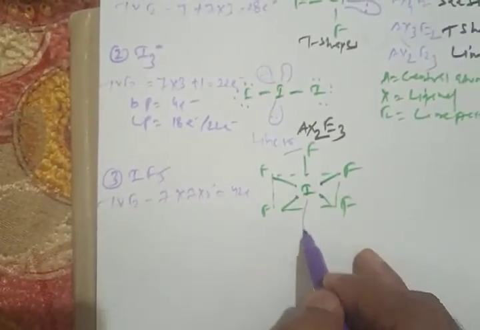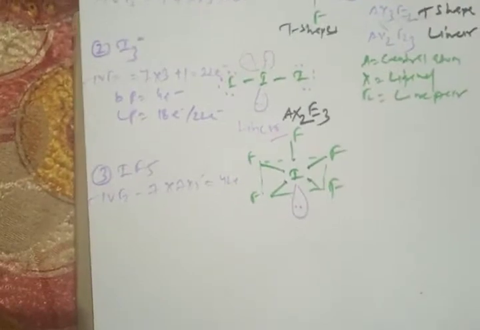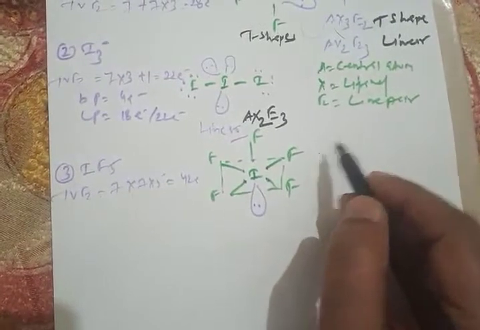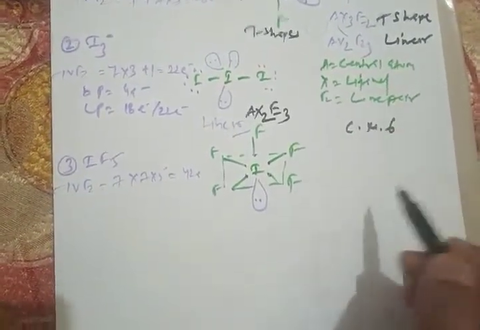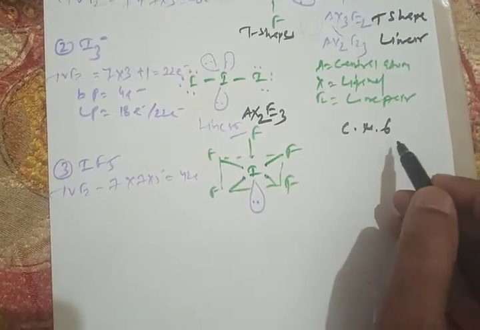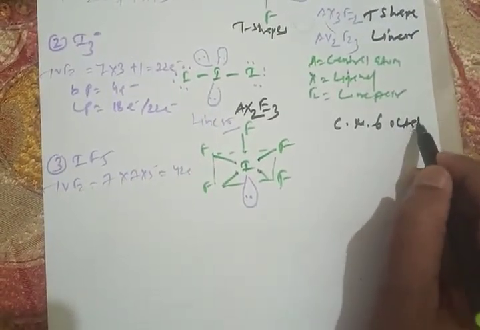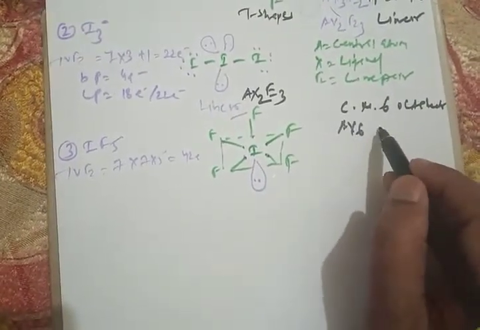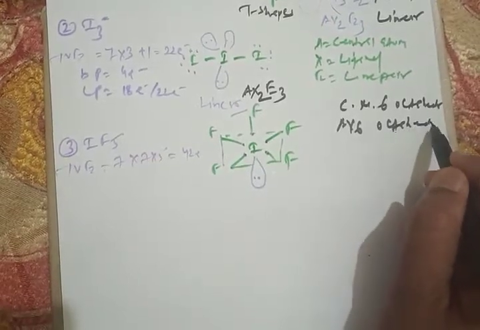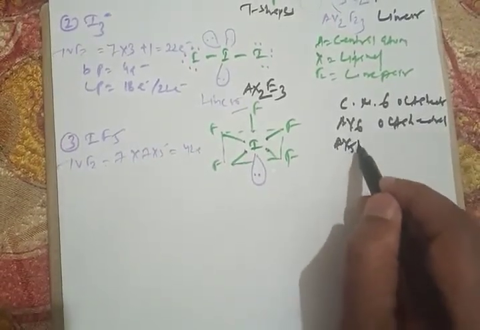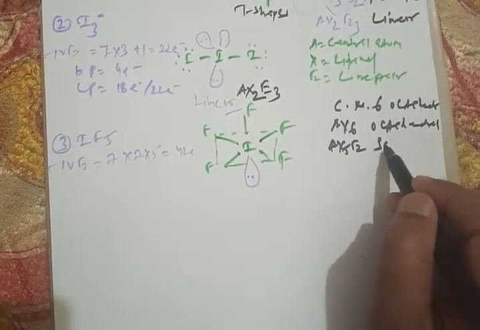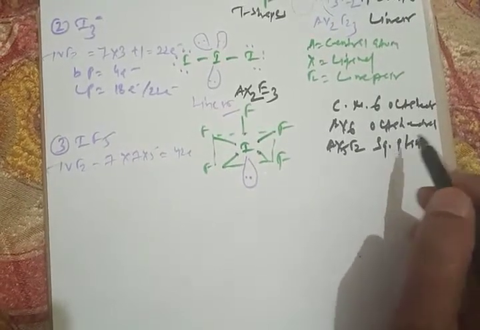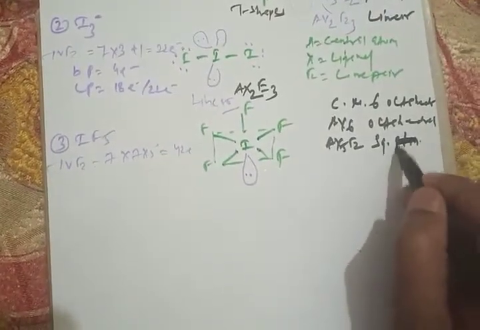So this is the lone pair. Okay, so what will happen here? This belongs to coordination number 6, which has octahedral geometry, and AX6 is octahedral. Then AX5E, this is square planar, sorry, square pyramidal. This is not planar, it is pyramidal.